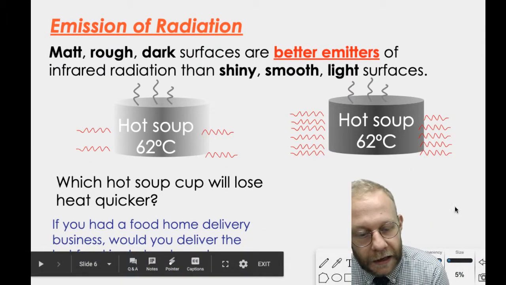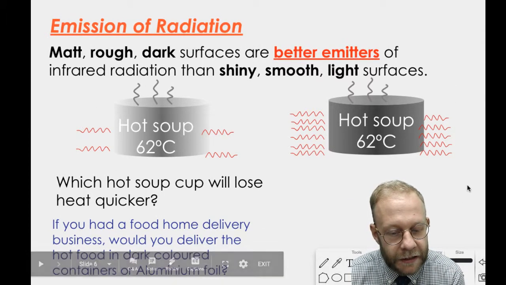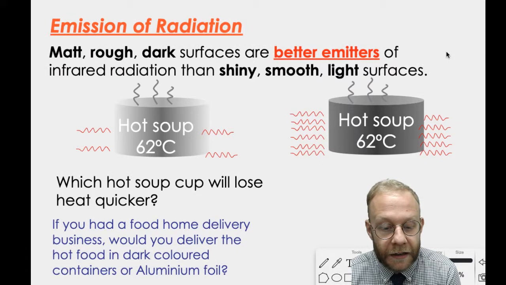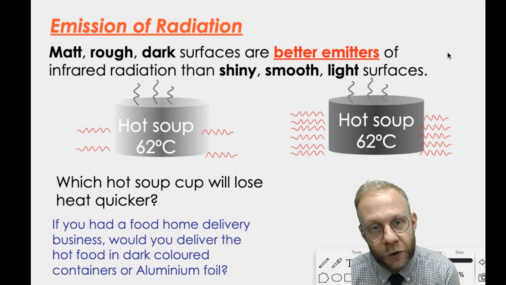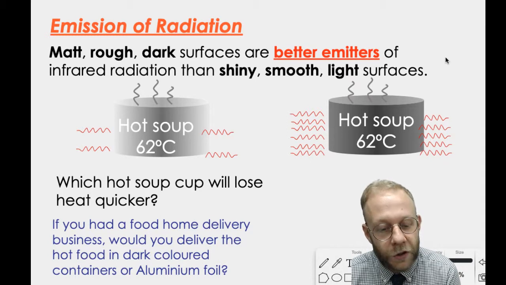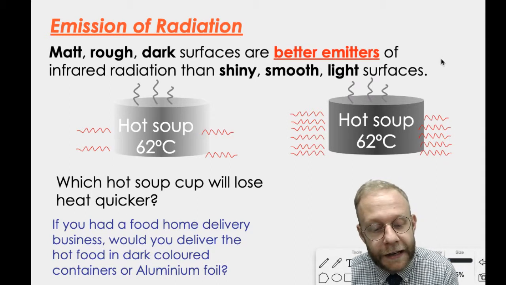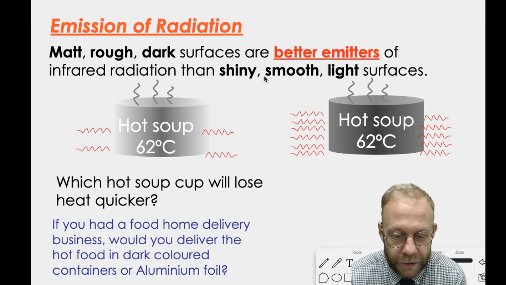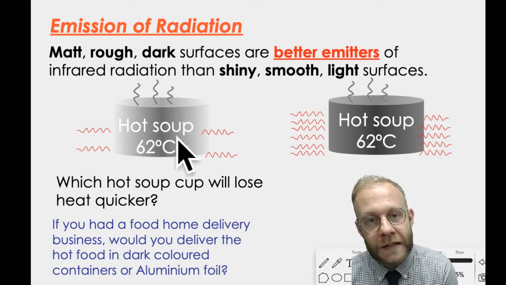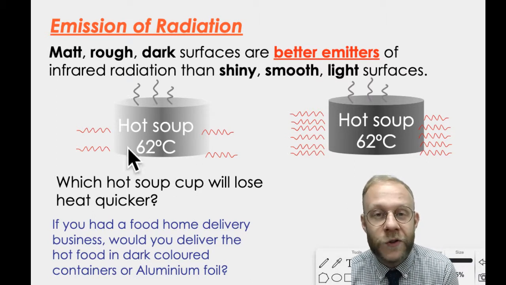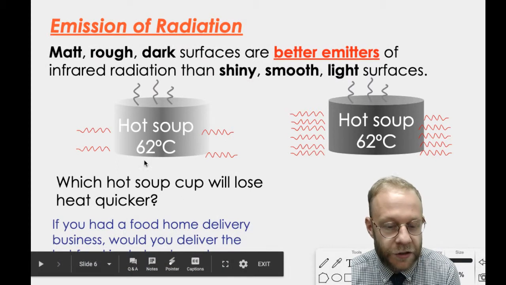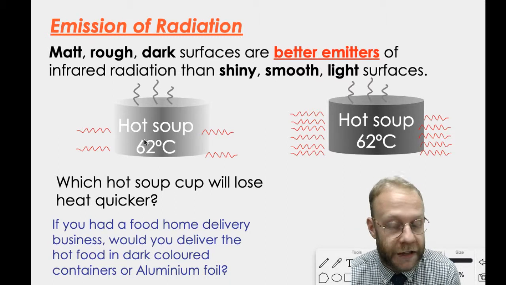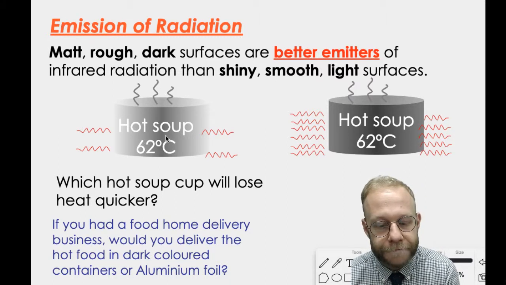Okay, final question. If you had a food home delivery business, would you deliver the food in a dark coloured container or aluminium foil? If it's hot food, you'd do it in an aluminium foil container, and the reason for that is the opposite of the question we first looked at: you don't want it to emit the infrared radiation, you want the food to remain hot. So you'd use the foil, which means that it doesn't emit so much radiation, so it will stay hotter for longer.